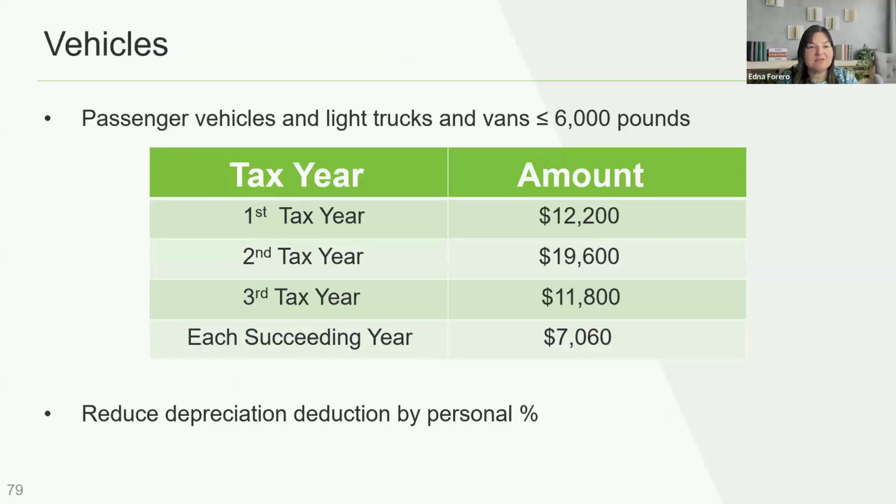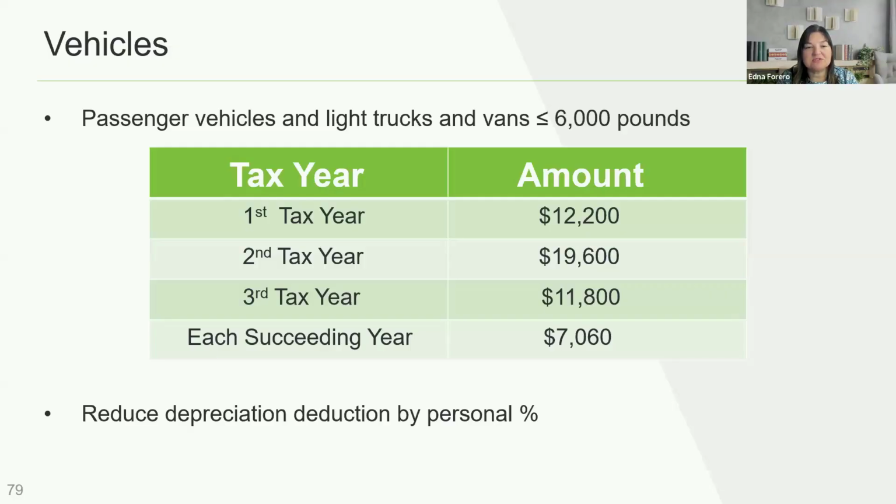And now we're going to talk about vehicles. Vehicles we see definitely in the course of business are used to transport clients, transport materials, to purchase items, maybe to go to sales or to the different locations. But regardless of that, our passenger vehicles and light trucks and vans that are under 6,000 pounds are going to be limited to this amount for depreciation. The first year is 12,200, second year is 19,600, and the third year is 11,800. Each succeeding year is 7,060 until the item is depreciated.